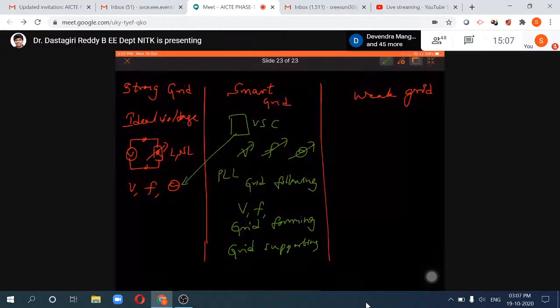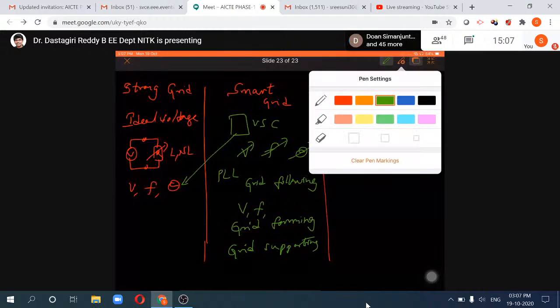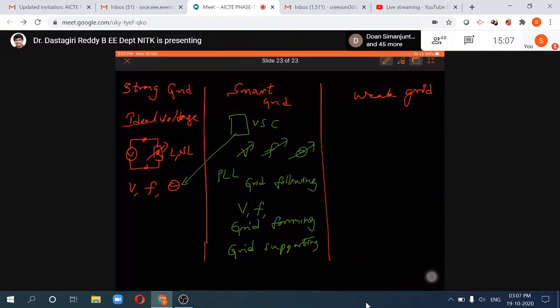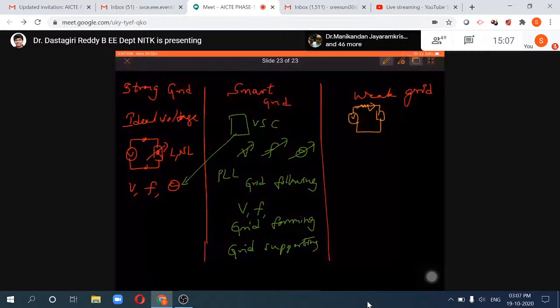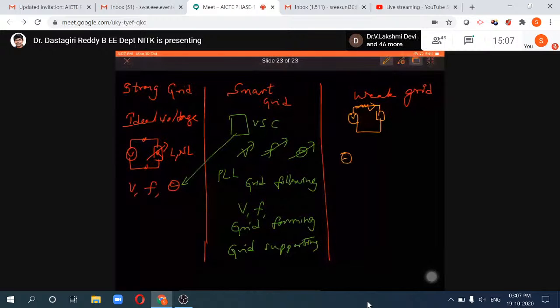Before that, let's have a look at the other guy. Let's take a different color. It's a weak grid, V grid. It is something like a voltage source again, but its voltage is dependent on multiple factors because of its series impedance. So basically, you represent this guy as a resistance and inductance. This is how you represent this guy.